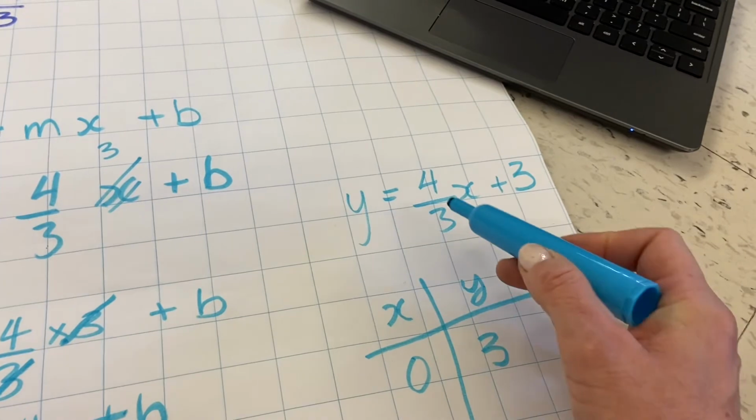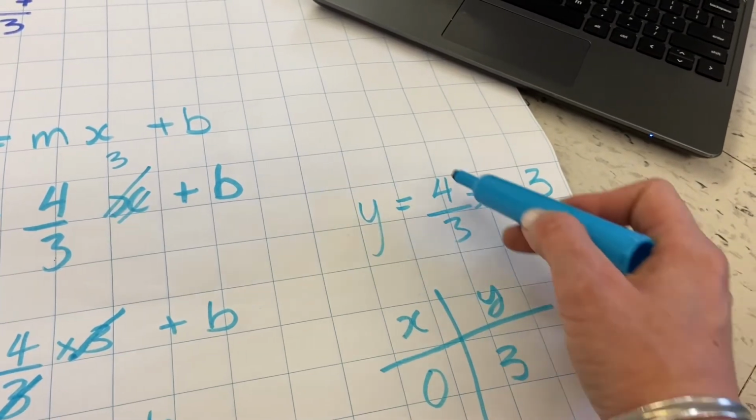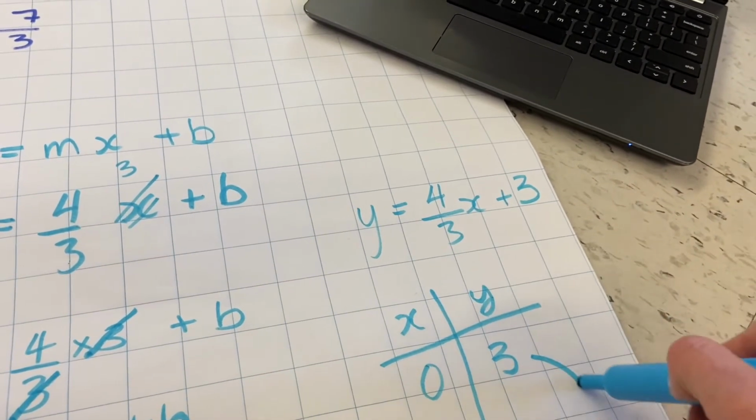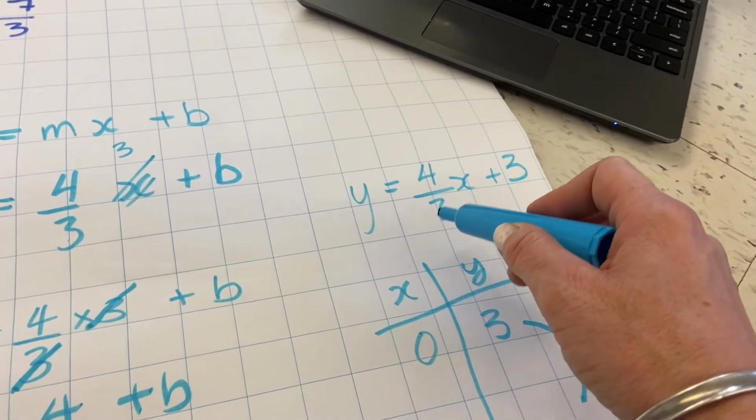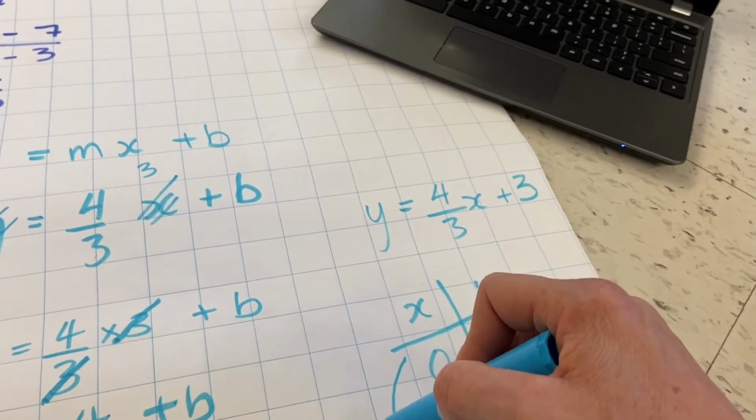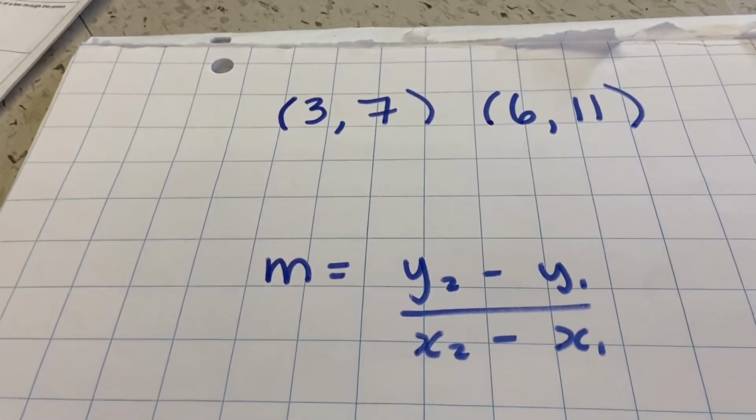Now, if I wanted to make a table of values for that, we know it starts at 3. And remember that when we have the rate of change, the number on top of the fraction tells you how the y's jump. The number on the bottom of the fraction tells you how the x's jump. The number on the top of the fraction is for y's.